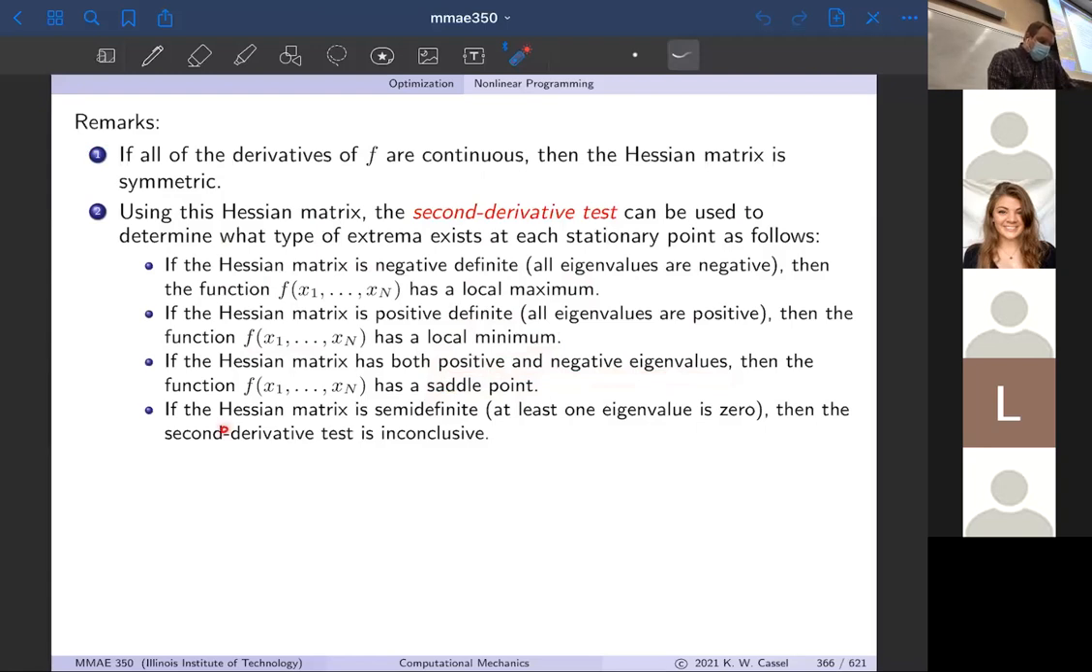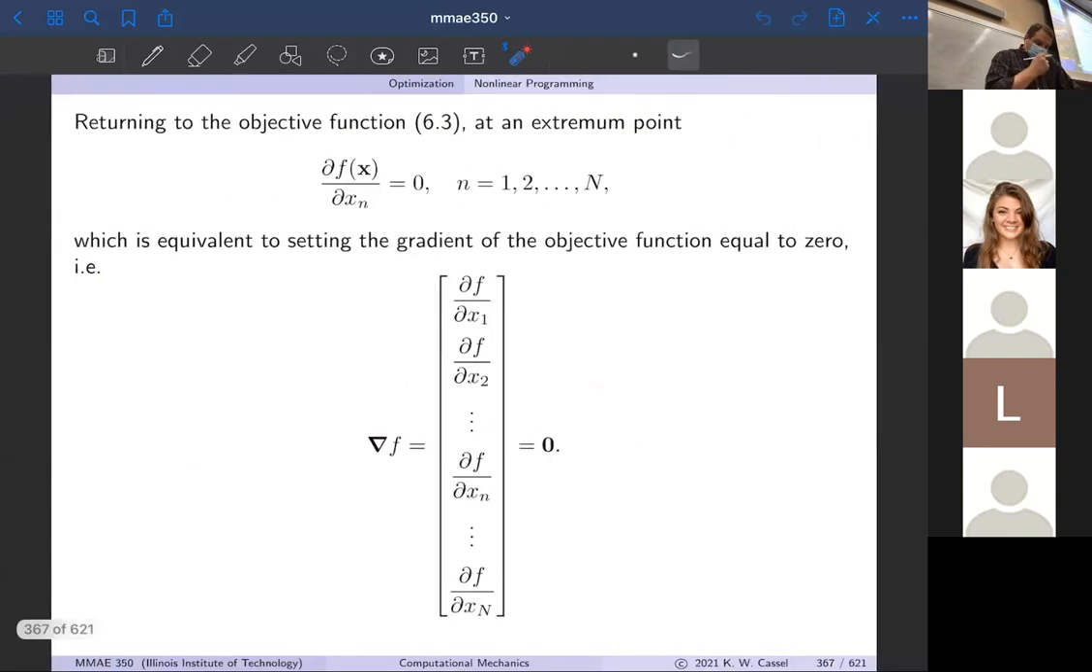If the Hessian matrix is semi-definite, which means that at least one of the eigenvalues is 0, then the second derivative test is inconclusive. So that's like the curvature being 0. If the curvature is 0, then you don't know. It doesn't tell you whether it's a maximum or a minimum. All right, so the point is the Hessian tells you all that information from the second derivatives.